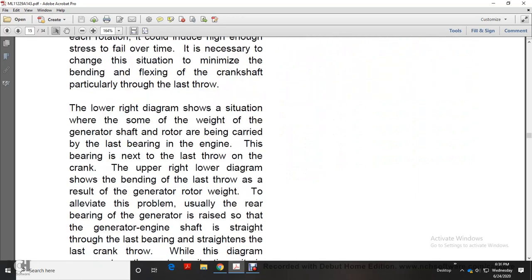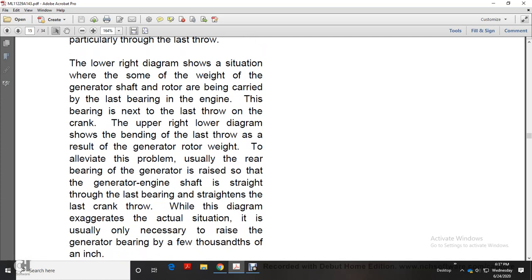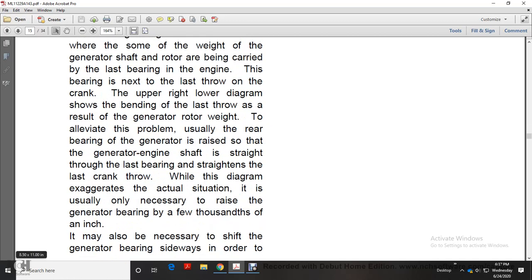The lower right diagram shows the situation where the weight of the generator shaft and rotor is carried by the last bearing of the engine. The bearing is next to the last throw on the crank, with the lower diagram showing the bending of the last throw as a result of the generator rotor weight. To alleviate the problem, usually the rear bearing of the generator is raised so that the generator shaft is straight through the last bearing and straight into the last crank throw. While this diagram exaggerates the actual situation, it's usually only necessary to raise the generator bearing by a few thousandths of an inch.